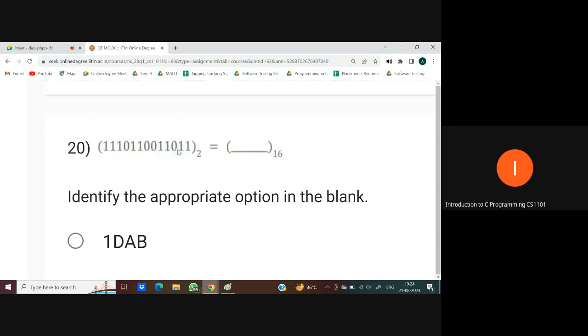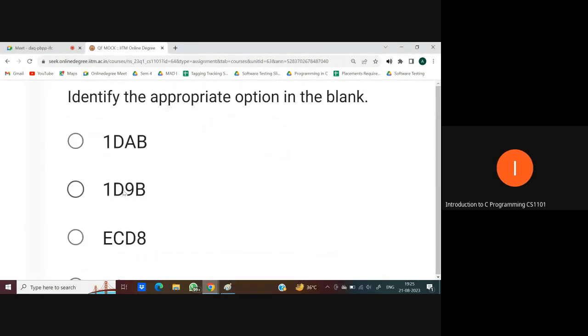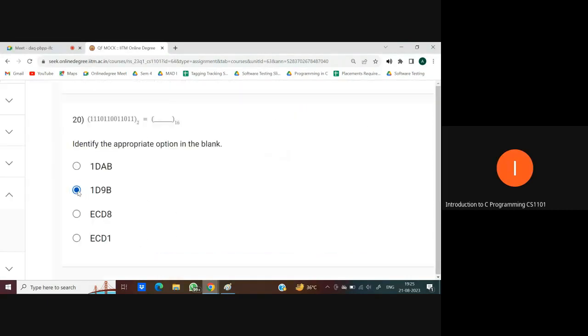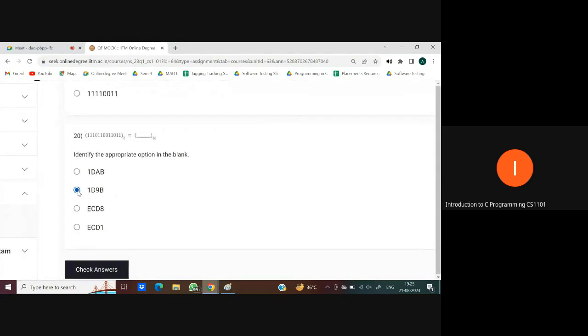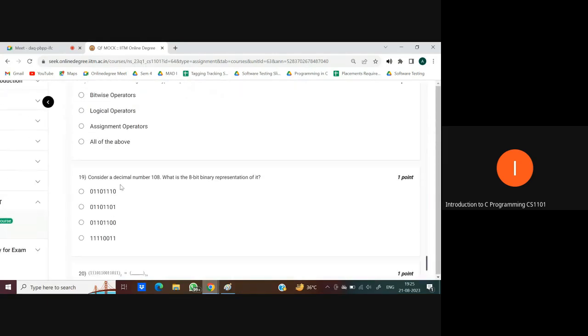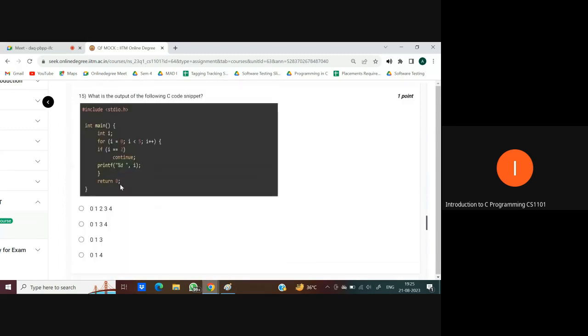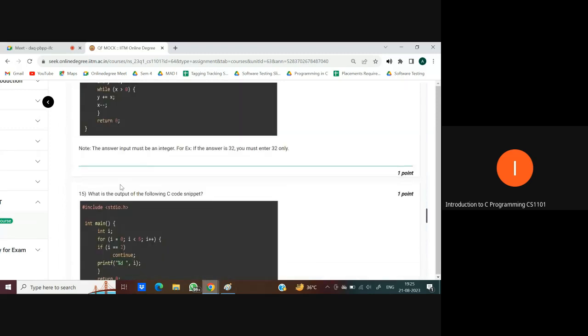Then you take the next 4 bits, 1001. So 1001 is what? 9. So you're only left with this second option here. All others are eliminated. So yeah, we only have this many questions in the mock exam based on weeks 1 and 2.